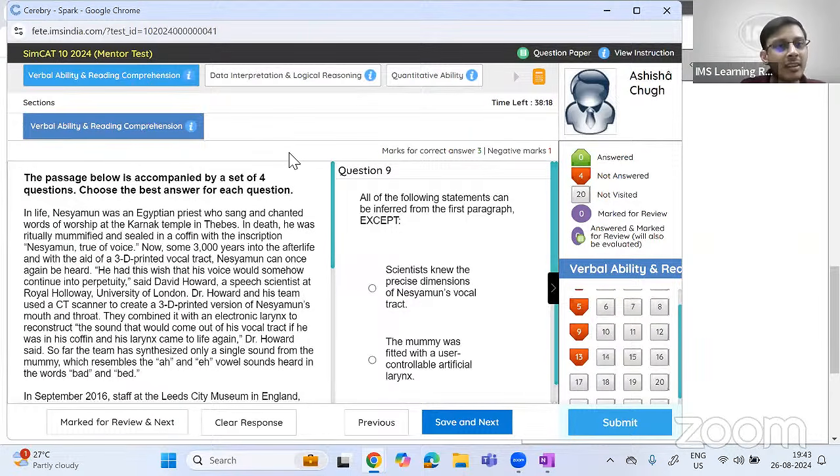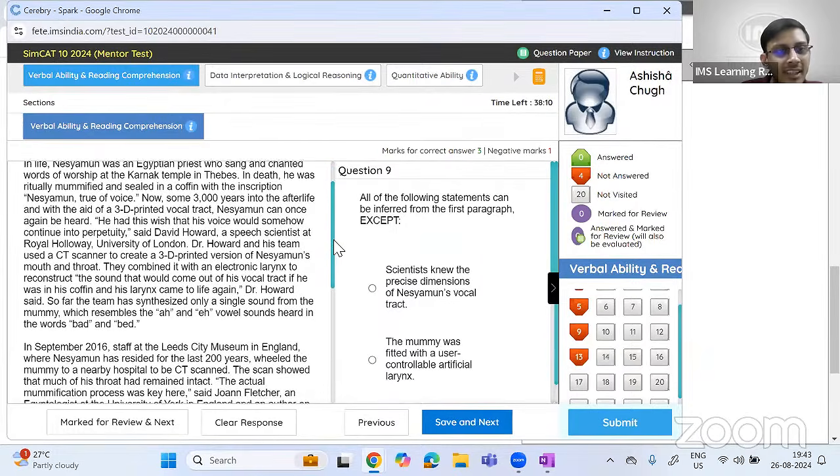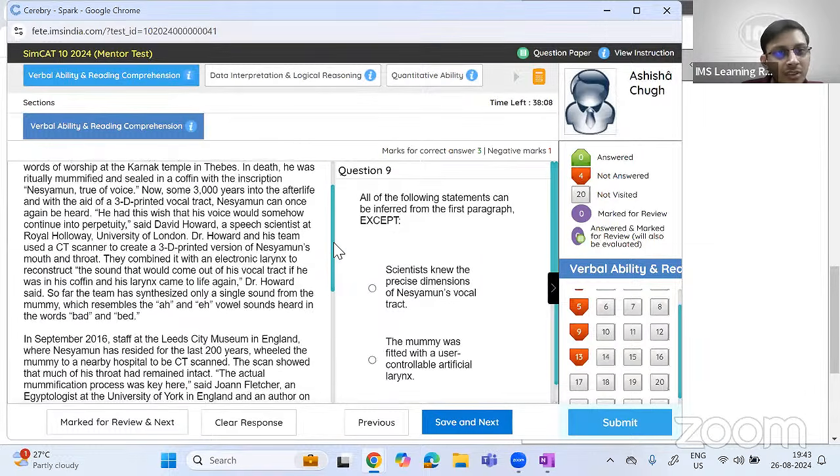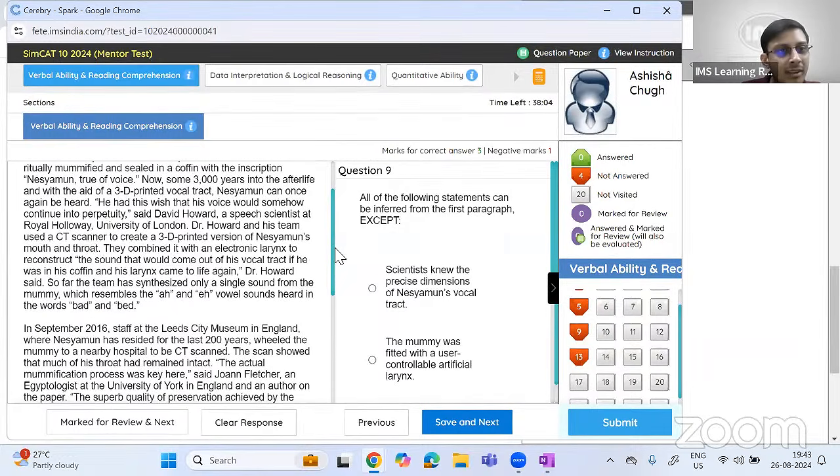Okay, so let's start. In life, the Egyptian priest sang and chanted. In death, he was mummified, sealed in a coffin. Now, 3,000 years into the afterlife, with the aid of a printed vocal tract, he can once again be heard.